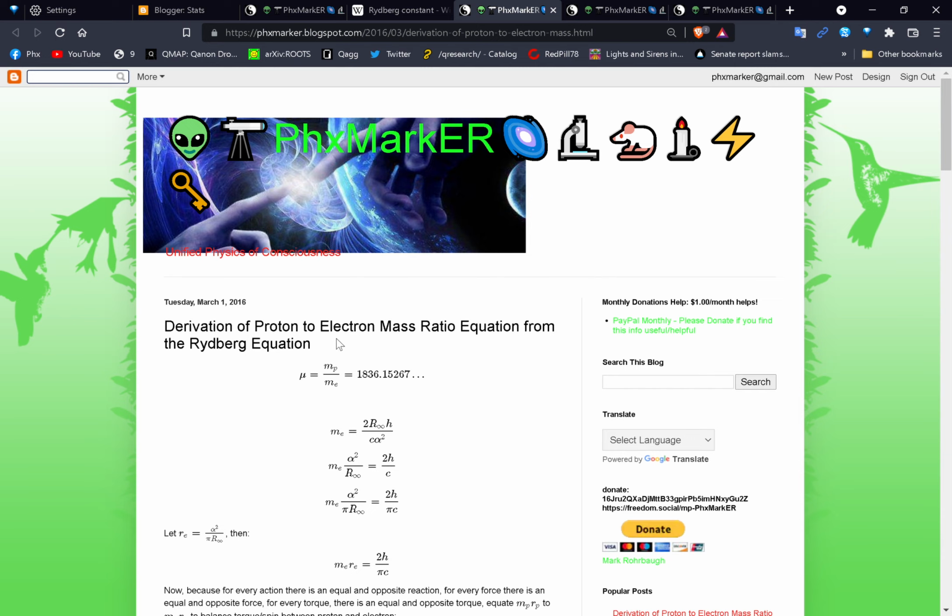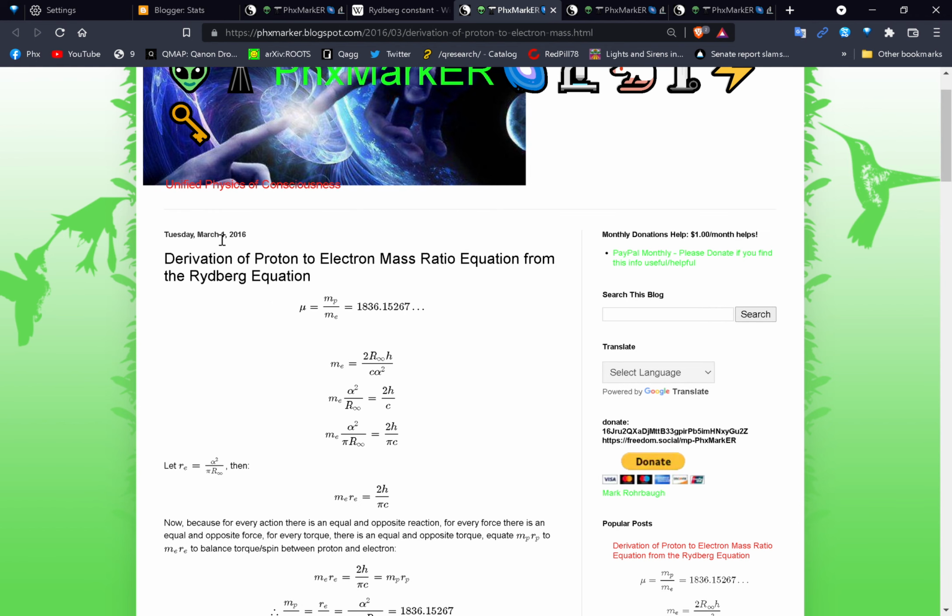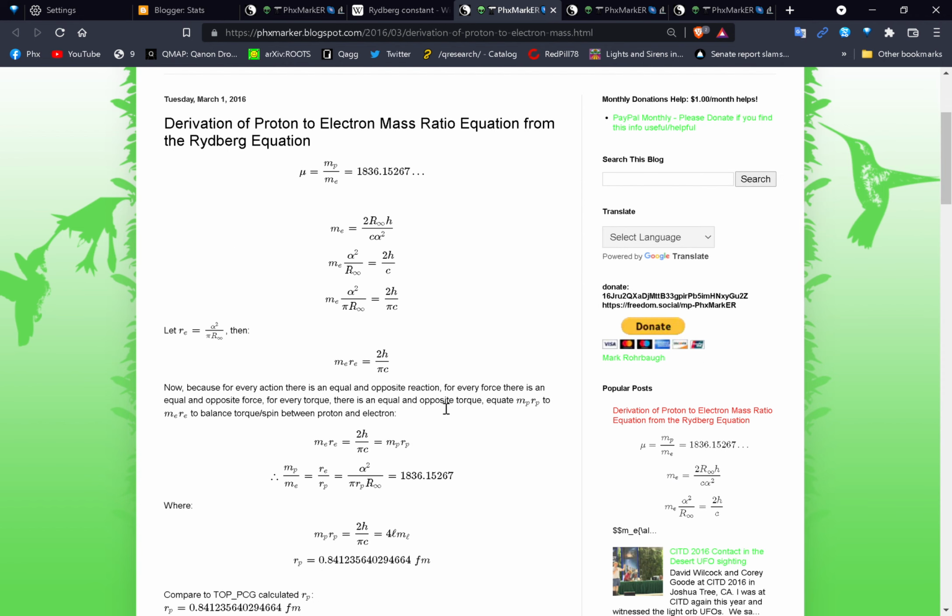So then, briefly, there's different ways to derive the proton to electron mass ratio. This is just one that I did a while ago, March 1st, 2016. The idea here is just, there's many different ways to do it. This is just one where you take the Rydberg equation, just rewrite it, and it turns out this is like a momentum or a torque form, quantized angular momentum, quantized torque, I don't know what you want to call it.